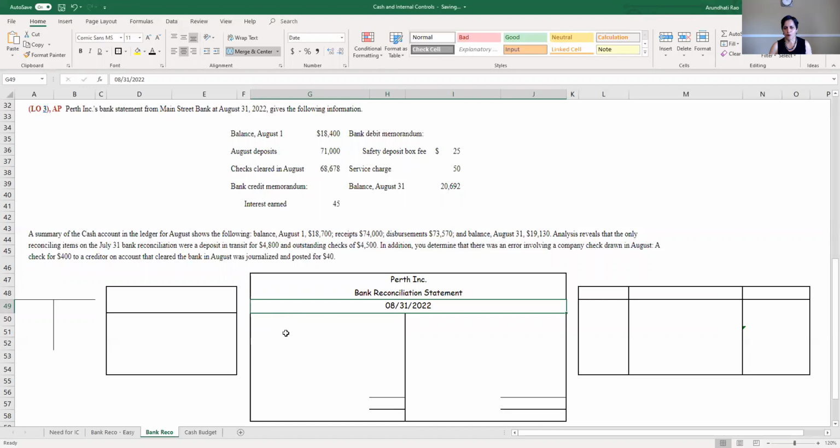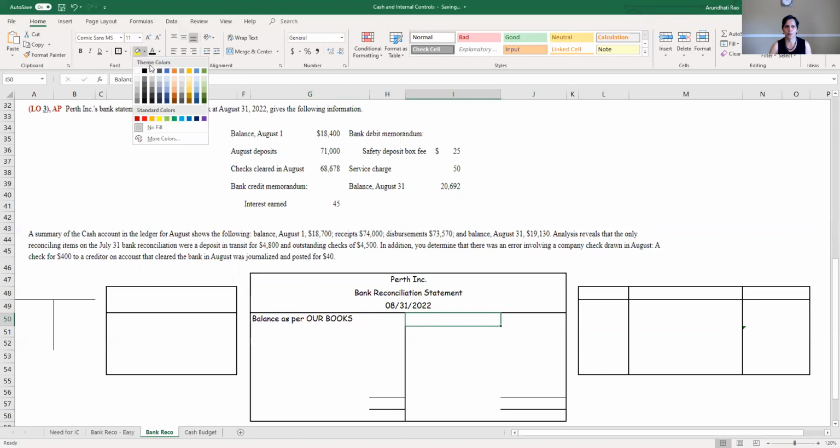My presentation format is I have two sides to the page for the bank reconciliation statement. It looks like a T account. It's not a T account. It's simply my presentation style. So on this side, I have balance as per books and all adjustments that are needed here. And on this side, I have balance as per bank and all adjustments that are needed here.